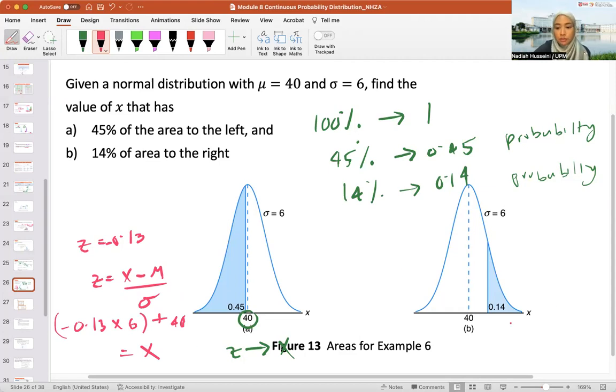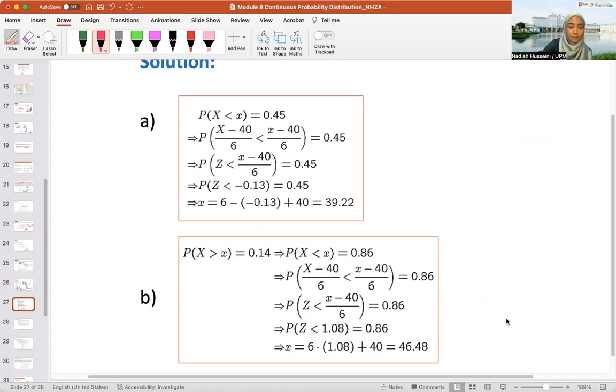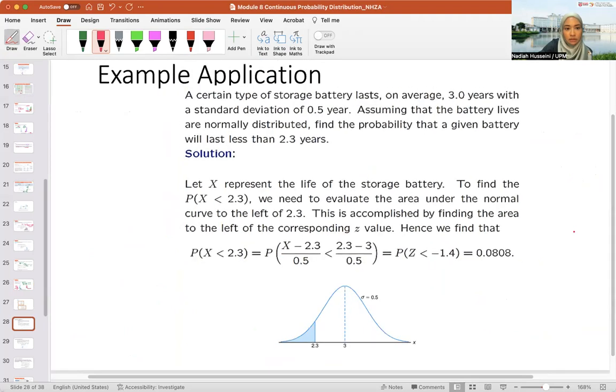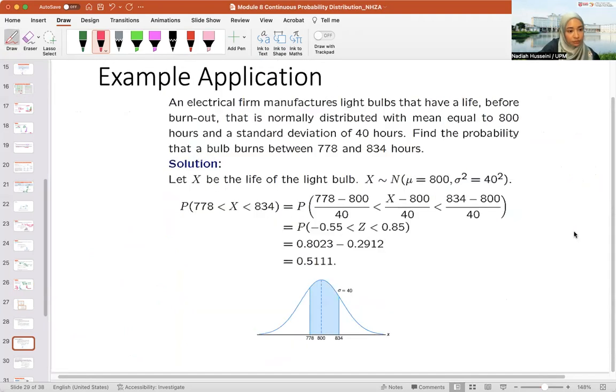And the same case for this one. 14% of the area to the right, 1 minus 0.14, that would give me 0.86. So I'm going to find a value Z that has the value 0.86 and then convert it into X. Okay, so this is the solution. You can look at it later. These are example applications. You can also refer to it.